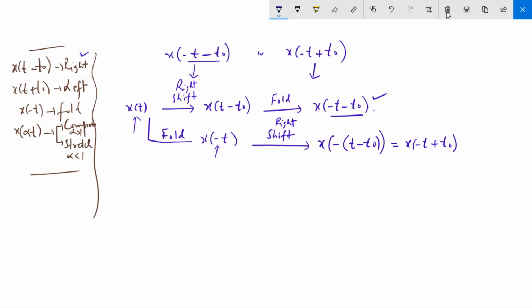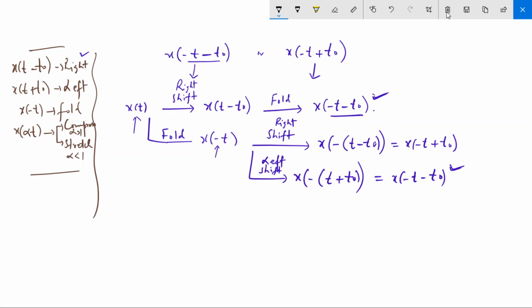So in order to achieve x of minus t minus t naught, after folding, you have to shift it left by t naught. In that case, what will happen? Your t will become t plus t naught, and then you can get x of minus t minus t naught, which is the same as this signal. Okay, so you have to see in which direction you have to shift this signal.